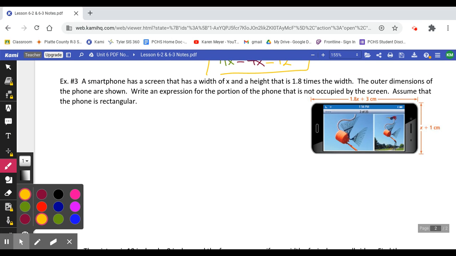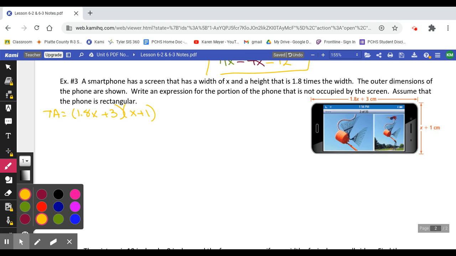Okay, it says write an expression for the portion of the phone that is not occupied by the screen, which is just a big fancy word for the shaded area, the black parts of the cell phone. And then as it says, go ahead and assume that this phone is going to make a rectangular shape. Okay, so we have to go with the total area, which would be the big phone, the whole phone itself, including all the parts. So that's going to be the dimensions they give you. So your total area would be 1.8x plus 3 times x plus 1.